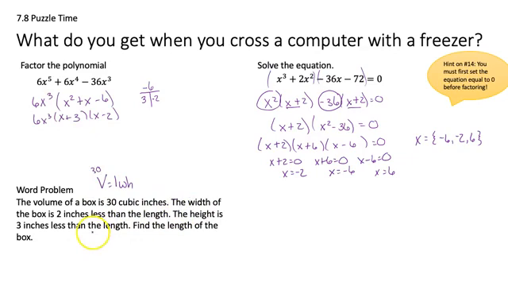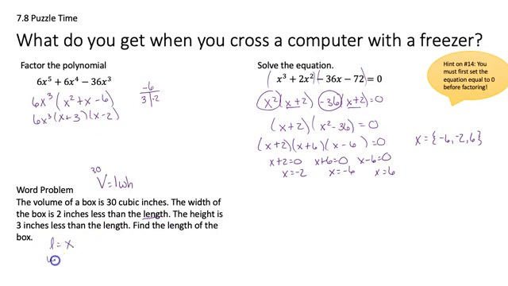The width of the box is 2 inches less than the length. Okay, so I'm comparing the width to the length. All right, and the height is 3 inches less than the length. Find the length of the box. Well, really, this important part here is figuring out what to call everybody. So if you notice, everybody's being compared to the length. So let's call the length, we're going to call the L x.